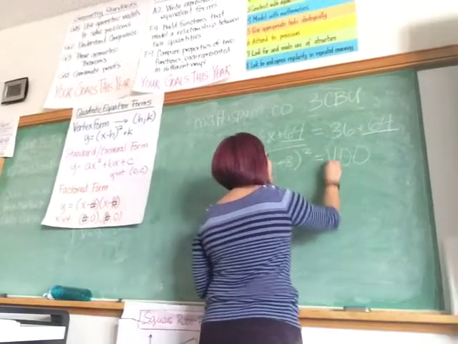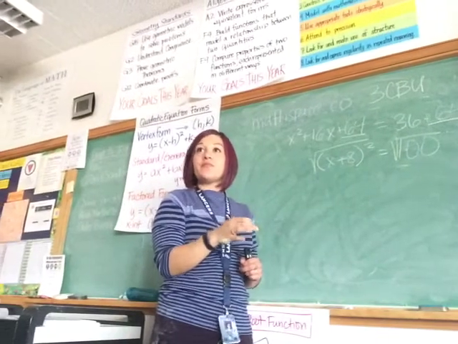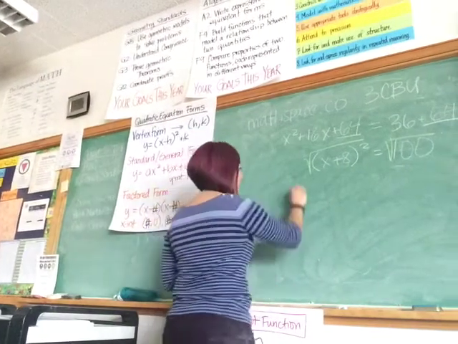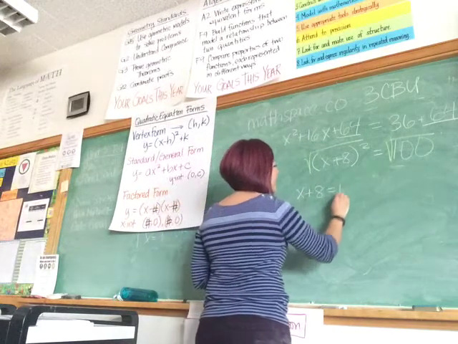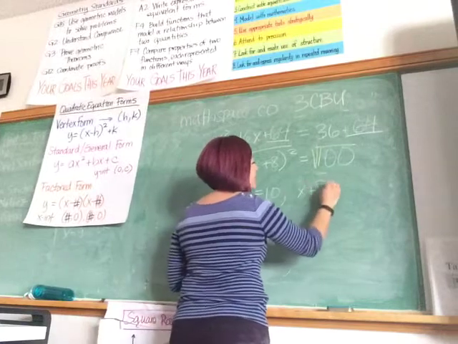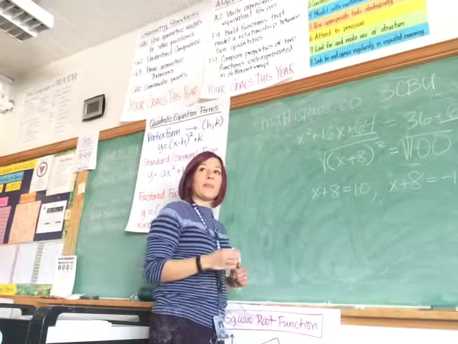And then what do I do? I take the square root of both sides now. What am I going to make sure I keep in mind? Good. It could be a positive or negative 10. Okay? So I know that x plus 8 is equal to 10, or x plus 8 is equal to negative 10.